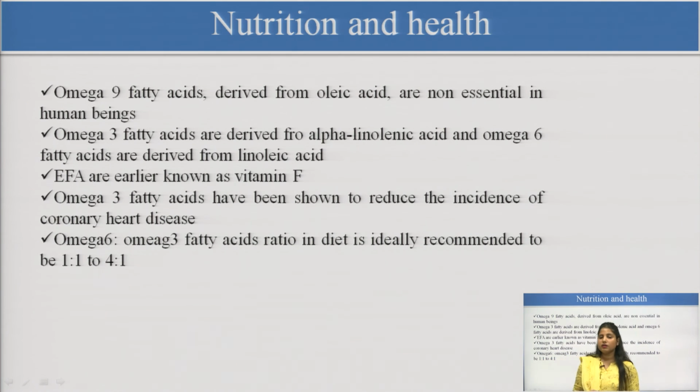There is one omega 9 fatty acid, which is a non-essential fatty acid, okay. So, the body can synthesize it, and that is why it is considered non-essential, whereas omega 3 and omega 6 are required from the diet, they are essential, okay. Their ratio is required in the range of 1:1 to 4:1. They are very good for our health, okay. So, these are recommended to reduce the incidence of coronary heart disease, okay.